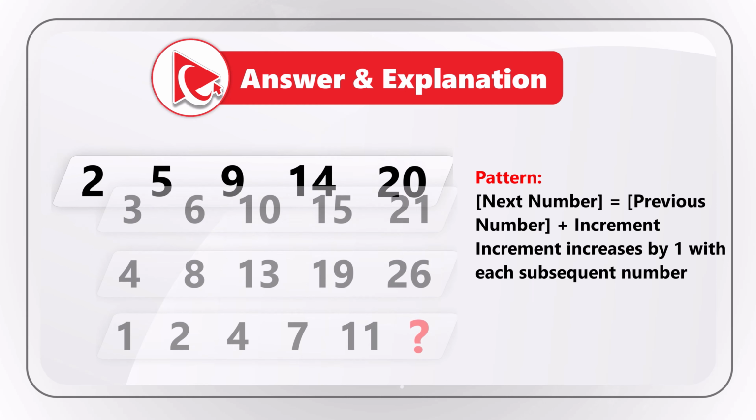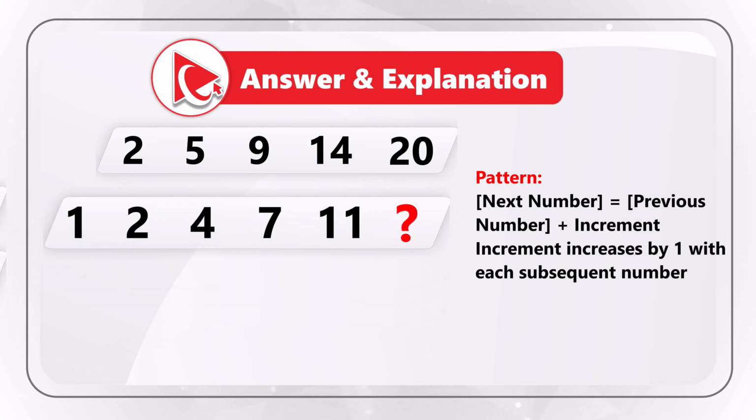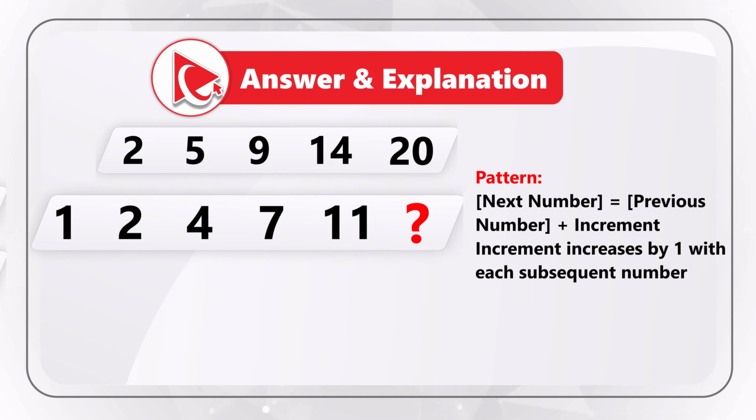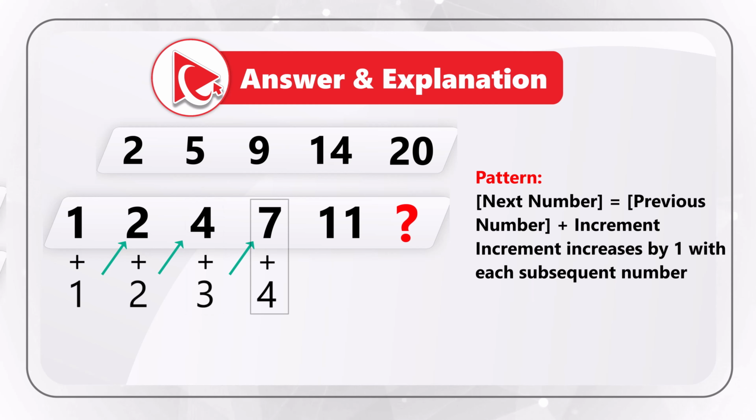I'm going to skip rows 2 and 3 so you can do calculations independently to practice your skills, but I am going to do the calculations for the last row. 1 plus 1 equals 2. Increment increases by 1, so 2 plus 2 equals 4. 4 plus 3 equals 7. 7 plus 4 equals 11. And last calculation, 11 plus 5 equals 16. So the correct answer here is choice B, 16.